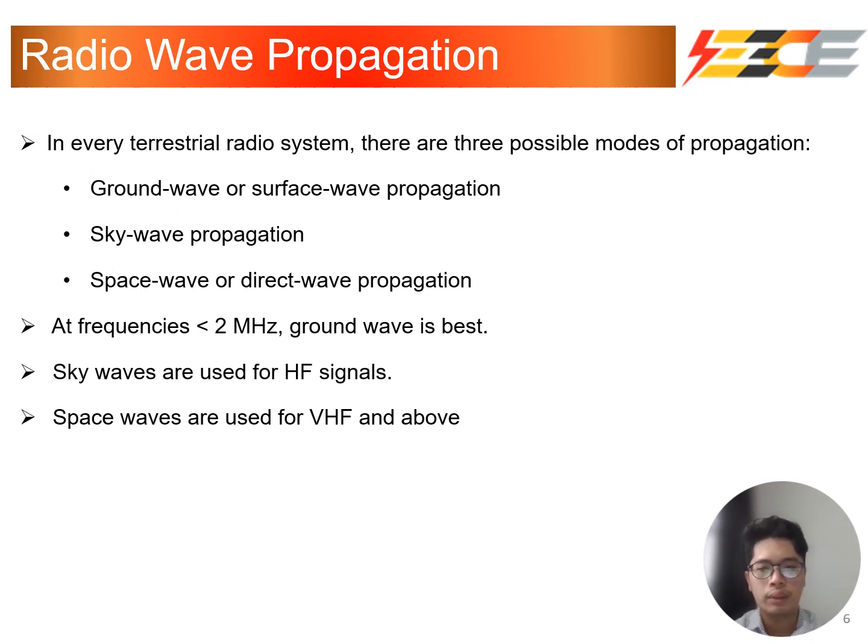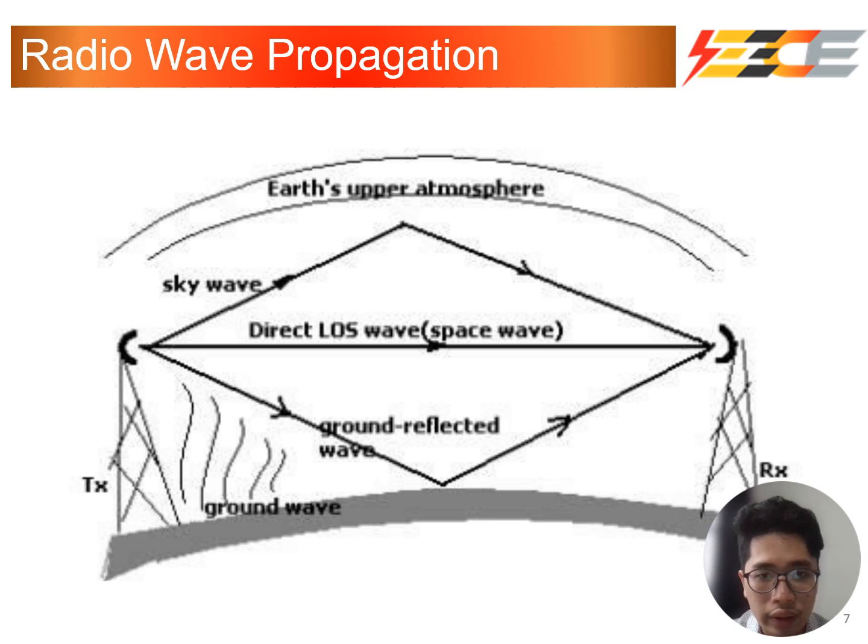Reflections from a relatively smooth surface such as a body of water could result in a partial cancellation of the direct signal, a phenomenon known as fading. Also, large objects such as buildings and hills could cause multipath distortion from many refractions. As you can see here, this is a diagram of the radio wave propagation. Here you can see the ground wave, and here you can see the sky wave hitting the ionosphere, as well as the direct line of sight wave, the space wave.